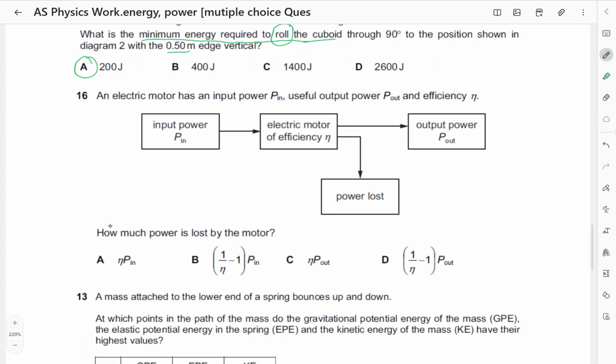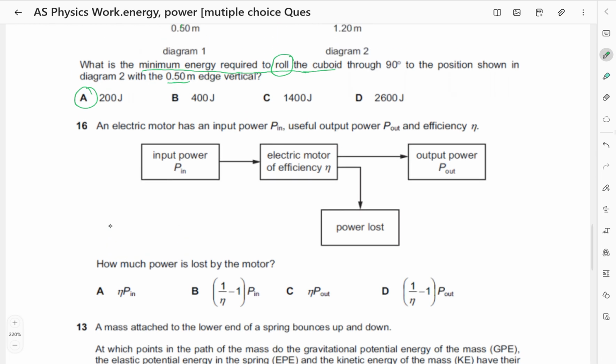An electric motor has an input power P in, useful output power P out, and efficiency nu. We can look at that demonstration: power in, power out, power lost, and efficiency nu. How much power is lost by the motor? So I think this is easy mathematics.